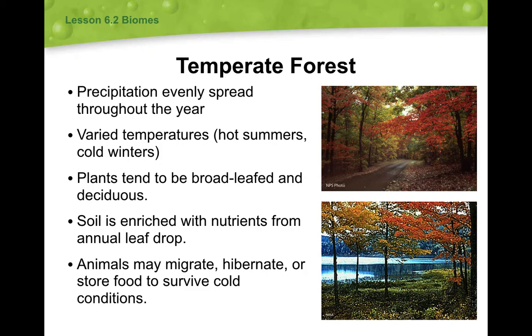In the temperate forest, the precipitation is evenly spread throughout the year. We have varied temperatures, tending to be hot summers, cold winters. Plants tend to be broadleafed and deciduous. Soils are enriched with nutrients from the annual leaf drop. Animals may migrate, hibernate, or store food to survive the cold conditions of the winter.